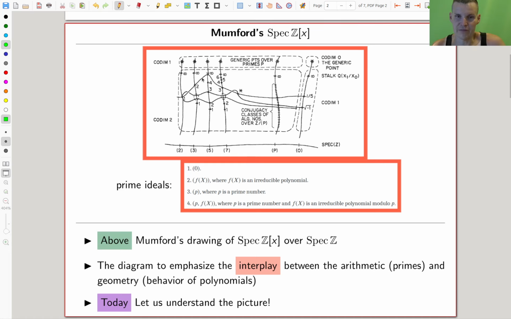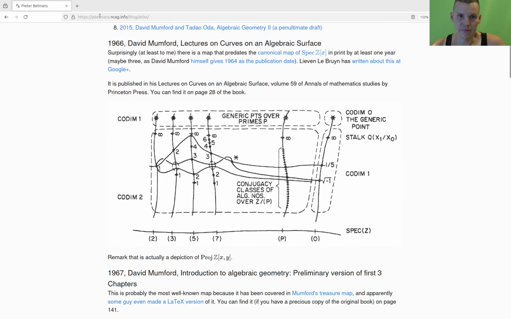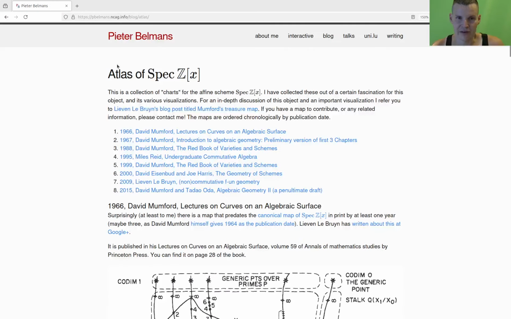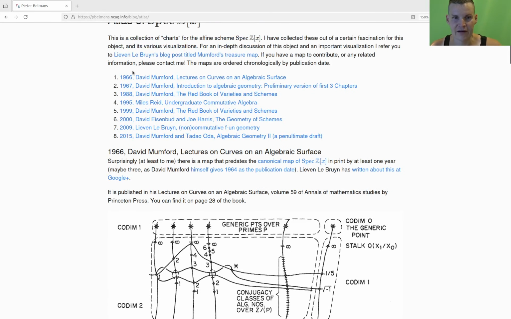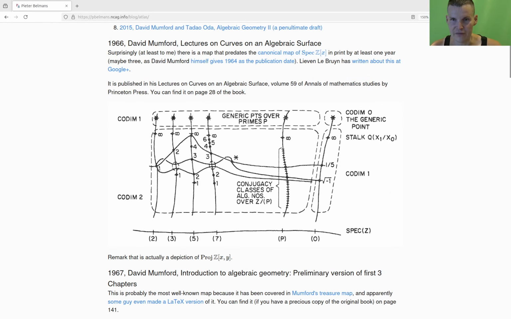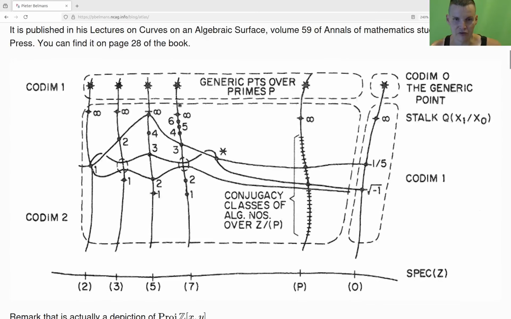So it was this picture, which I'm going to pull up a little bit bigger now. I got this from Peter Bellman's website. It's actually really nice. Link is in the description, and essentially there's a little bit of a history of those pictures of those schemes, and this one is the first one historically. So that's the one that I'm going to use.